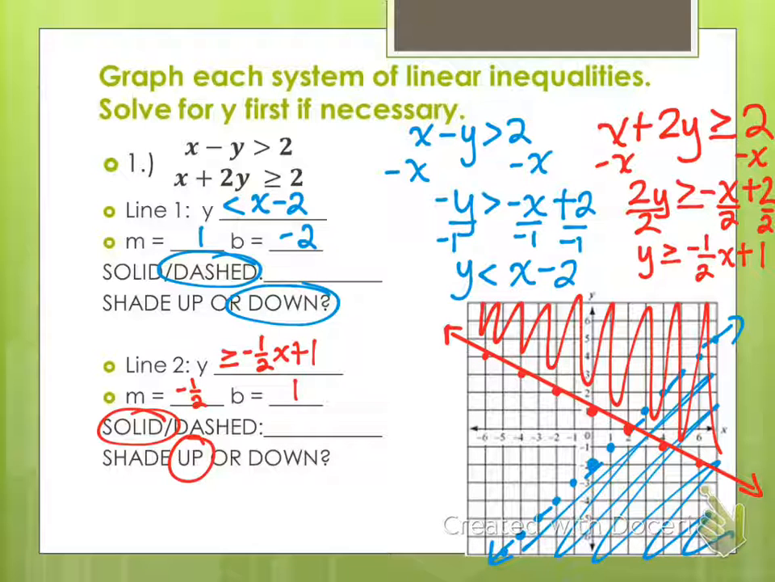Where do I see both colors overlapping? On the side, that little triangle on the side. So we shade that in darker to show that that is where they are overlapping each other.